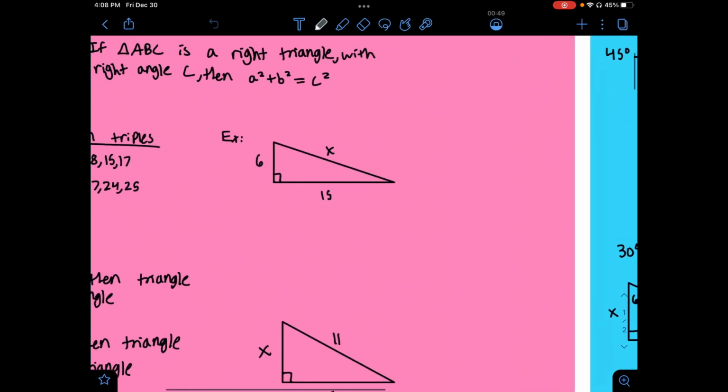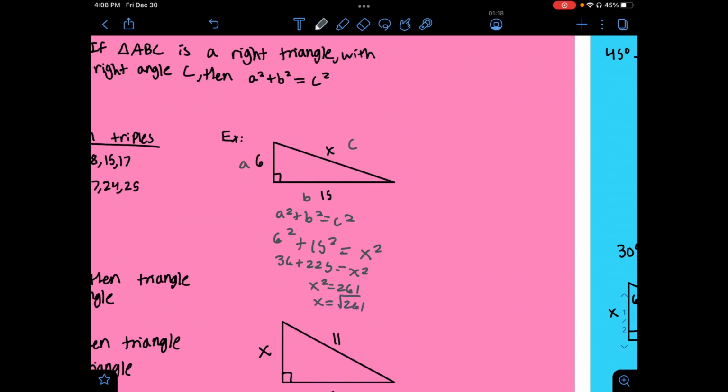First we're going to start with this triangle right here, and we're going to apply the Pythagorean theorem to find x. So a squared plus b squared equals c squared. Our a is going to be this one, this is our b, this is our c. So we do 6 squared plus 15 squared equals x squared, which gives 36 plus 225 equals x squared, which means x squared equals 261. So x is equal to the square root of 261.